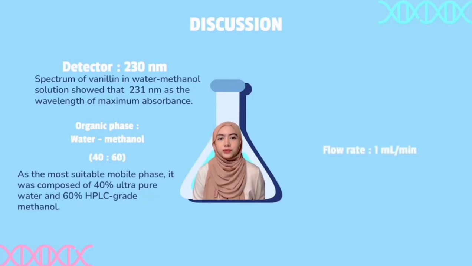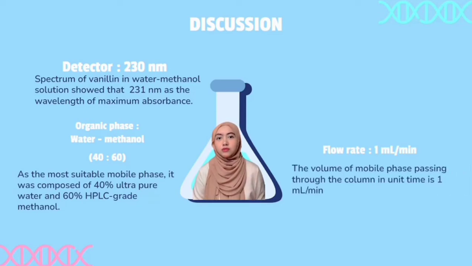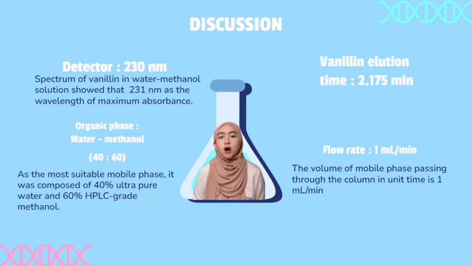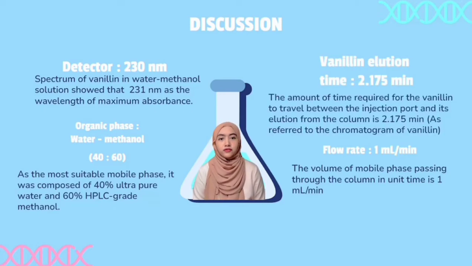The flow rate obtained was 1 ml per min. It means that the volume of mobile phase passing through the column in unit time is 1 ml per min. As referred to the chromatogram of vanillin, the amount of time required for the vanillin to travel between the injection port and its elution from the column is 2.175 minutes. That's all from me. Thank you.